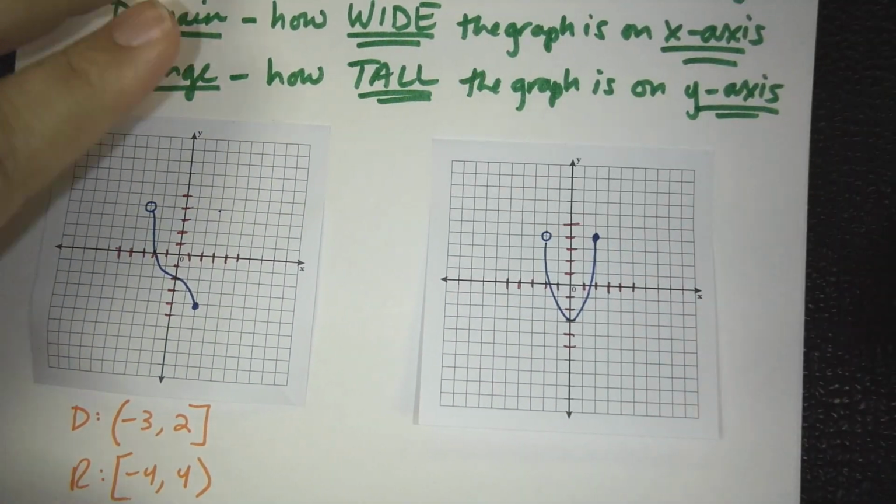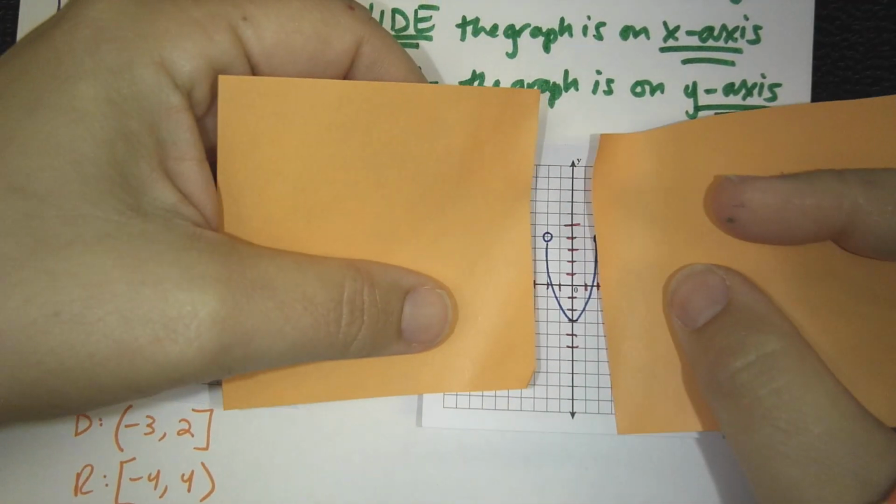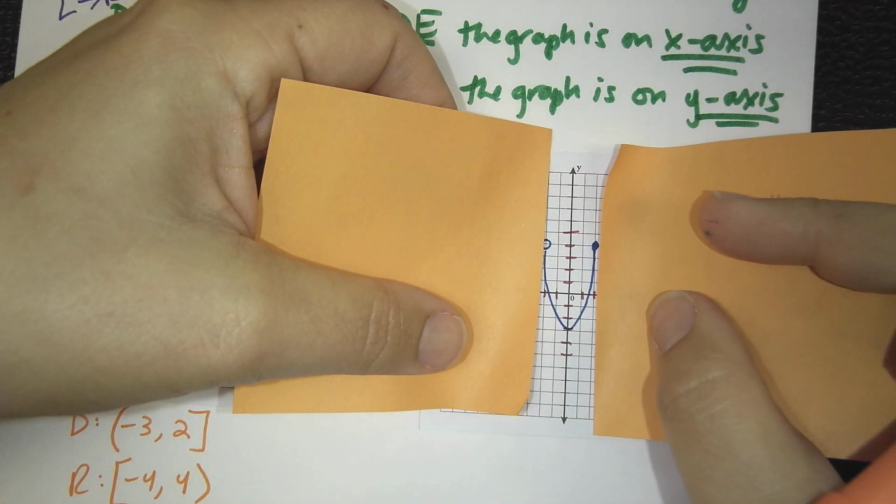Let's do it again. This one's a little bit different picture here, okay? Domain again. How wide am I going from where to where?